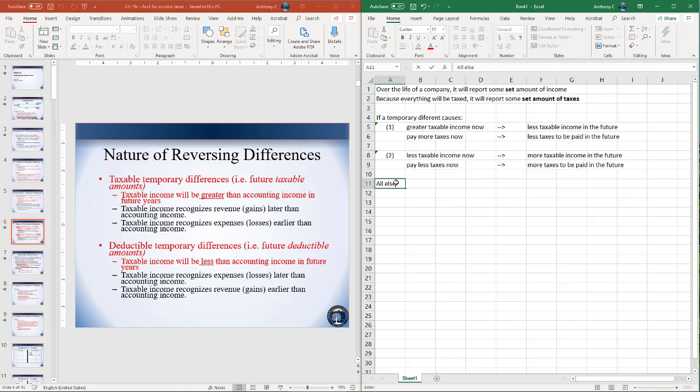So all else equal, if right now our accounting income is greater than our taxable income, then that means in the future this relationship must reverse and accounting income is going to be less than taxable income. In the same manner, if accounting income right now is less than taxable income, then that means at some point in the future the relationship will reverse and accounting income is going to be greater than taxable income.